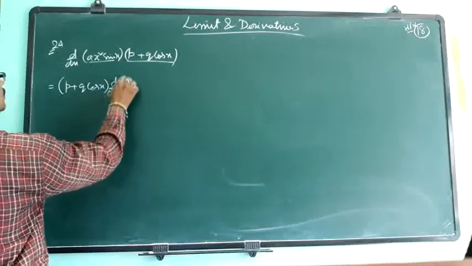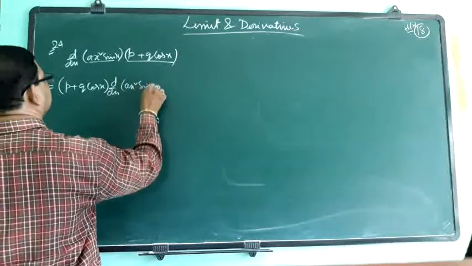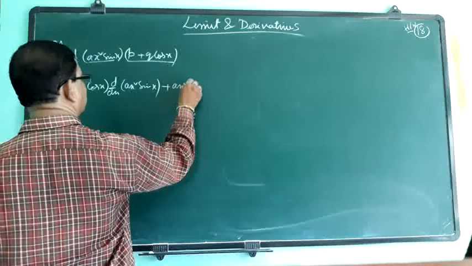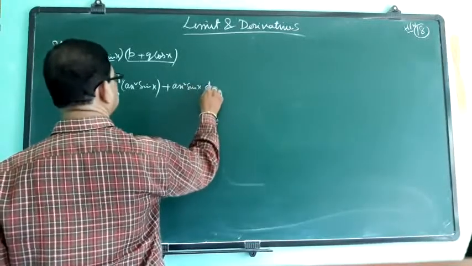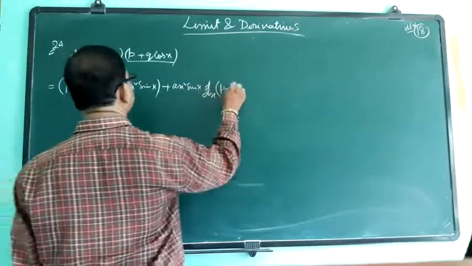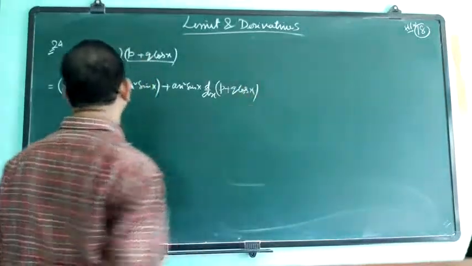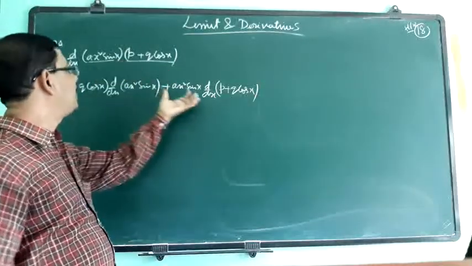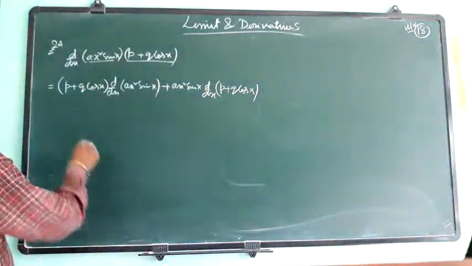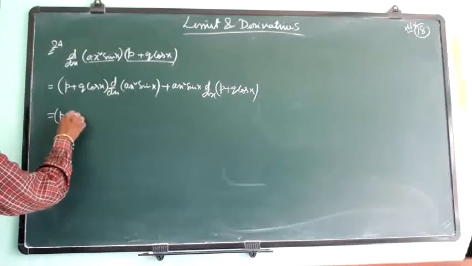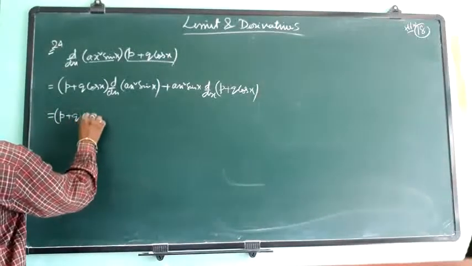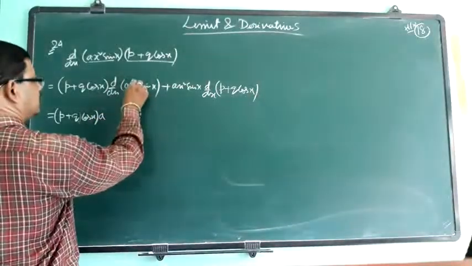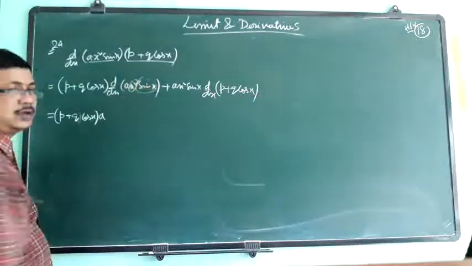As usual we will put it like that: d dx of ax square sin x, then keep ax square sin x outside, and differentiate p plus q cos x with respect to x. So if you consider this as v, then v du dx, then I have kept this one, and we have differentiated that one. Now p plus q cos x. Here a is constant, you keep it outside. Now what we get? This into that term, a product of two terms.